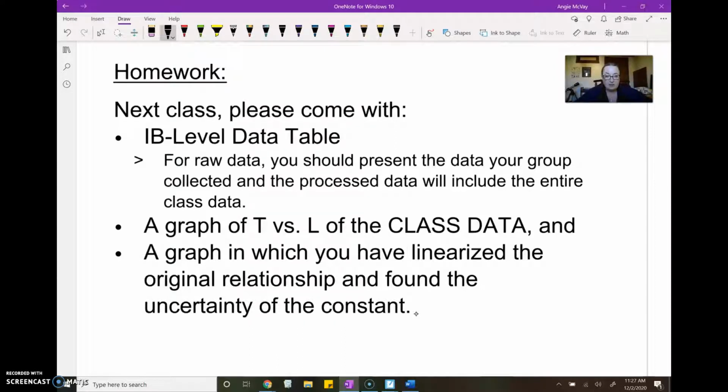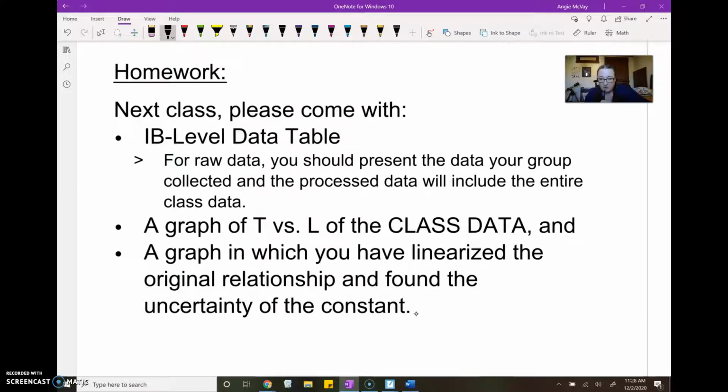If you need help finding the uncertainty of the constant using max and min slopes using either Desmos or Logger Pro, I've posted links with tutorial videos walking you through that process in the resources module in Canvas. And if you need help linearizing, come see me during the asynchronous class time, or some other asynchronous class time that doesn't belong to you. I don't mind.